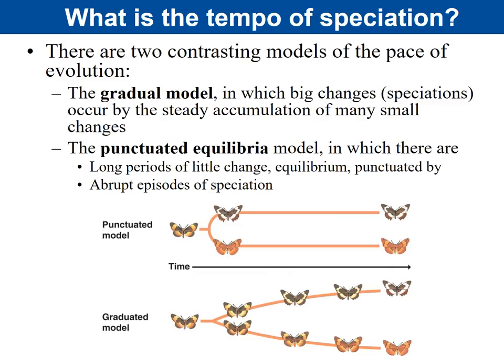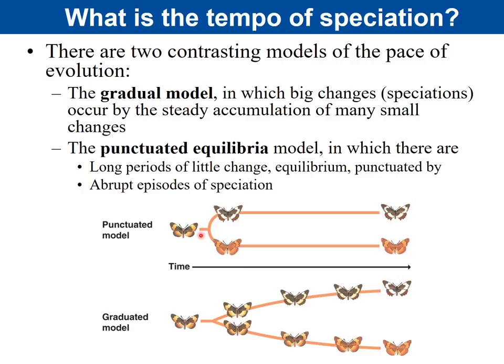So now we'll talk about the tempo of speciation. Like, how does this occur? Is it something that happens very quickly, or is it something that takes a long period of time to form a new species? And the answer is that there are two contrasting models of the pace of speciation. The gradual model basically means that big changes or speciation occur by steady accumulation of many small changes. So over time, the organisms each acquire small changes, and eventually they get enough changes so that two new species are formed. On the other hand, there's also what's referred to as the punctuated equilibrium model. And this means that there are long periods of little change or equilibrium, punctuated by abrupt episodes of speciation.